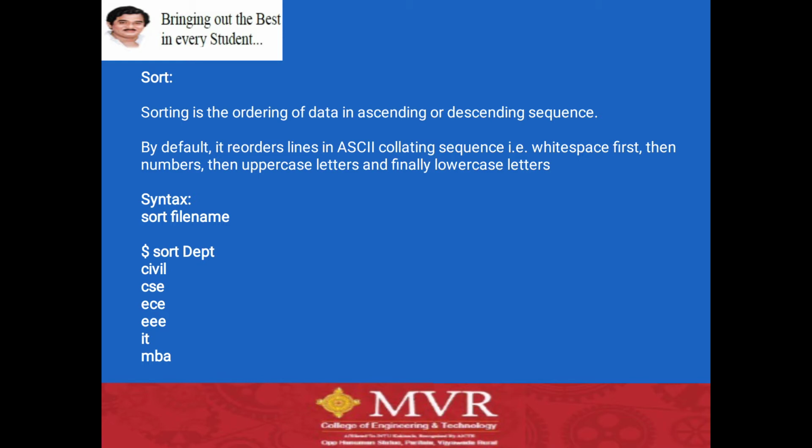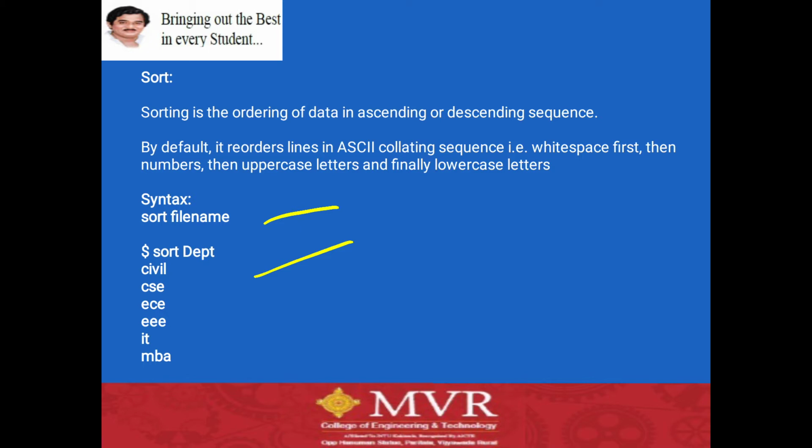Whenever you want to use the sort command with any file name, the syntax is very simple. Simply write sort followed by the file name. Whatever the file contains, those contents will be sorted. For example, I have taken a department file, in which we have stored several departments. Once you use the sort command with that file name, all the contents of the file will be sorted. Like I said earlier, white spaces or empty spaces will be displayed first, followed by the numbers, then the uppercase letters, then the lowercase letters.